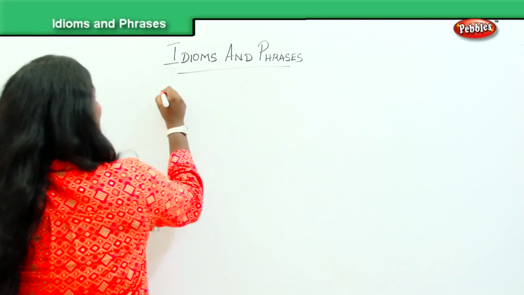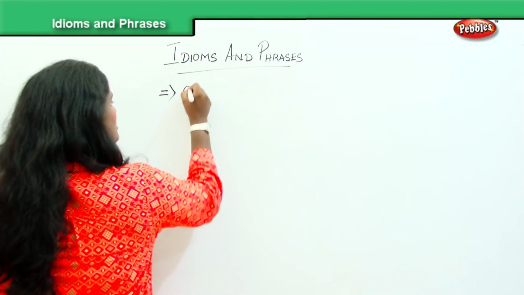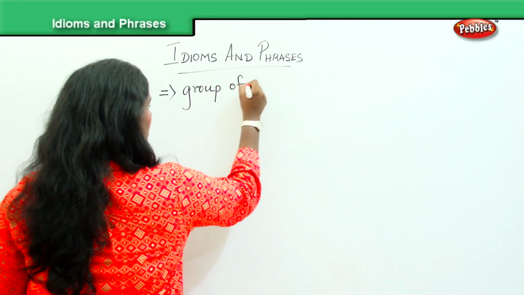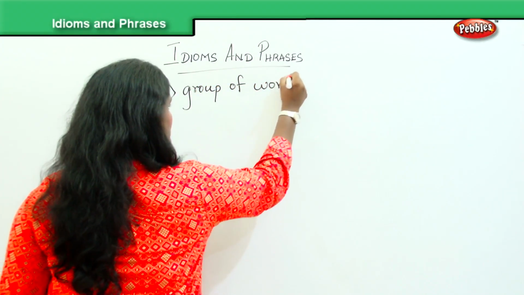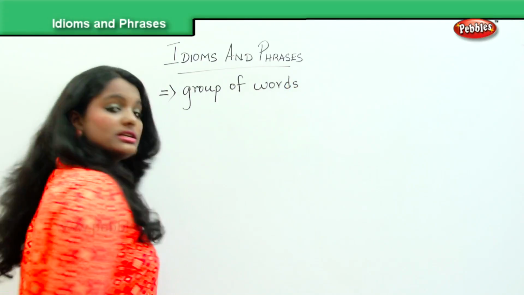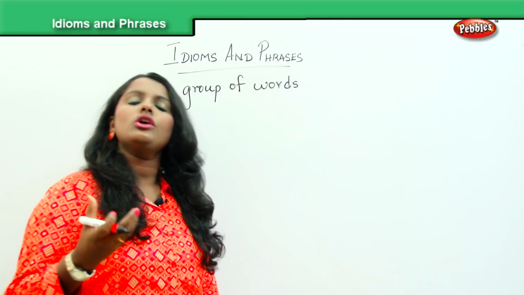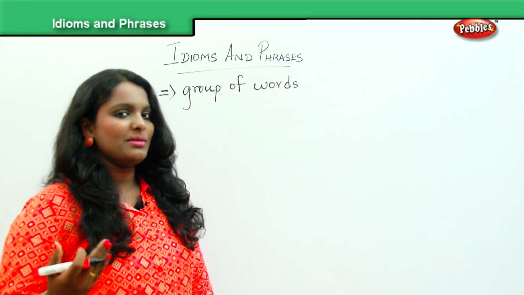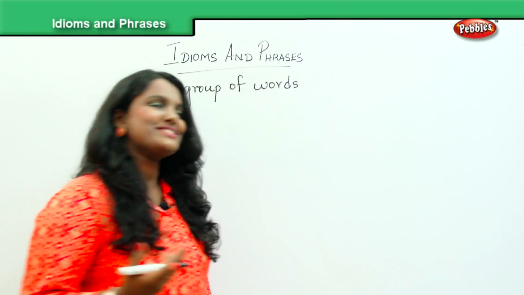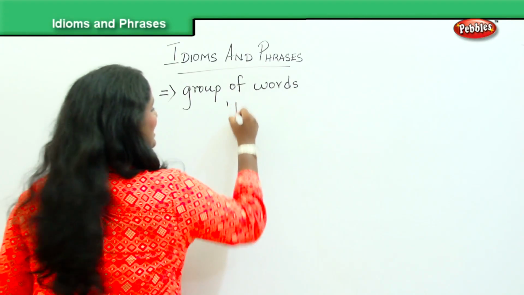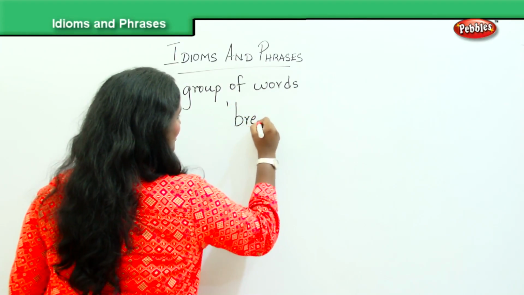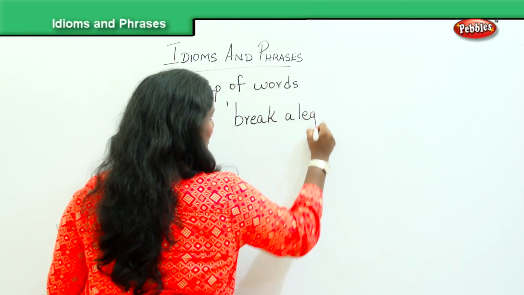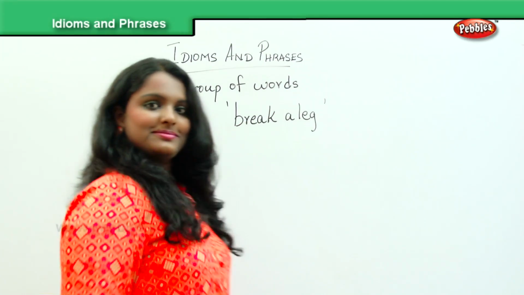So idioms is nothing but a group of words, right? A group of words which do not carry the literal meaning of the words but have some other meaning. Confusing? Let me give an example. Break a leg. What does that mean?